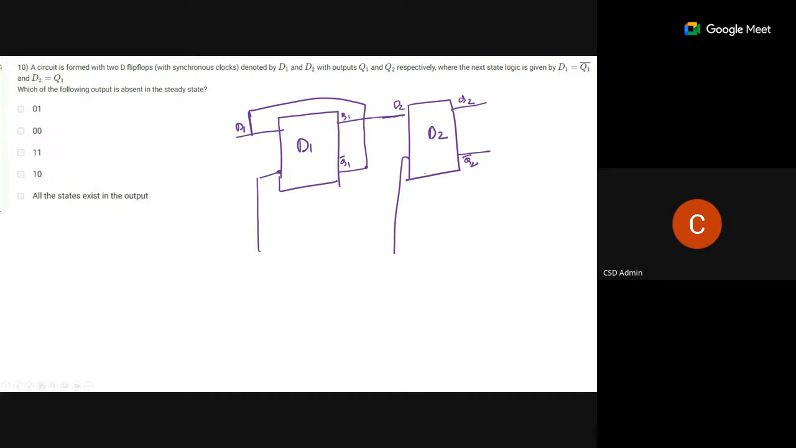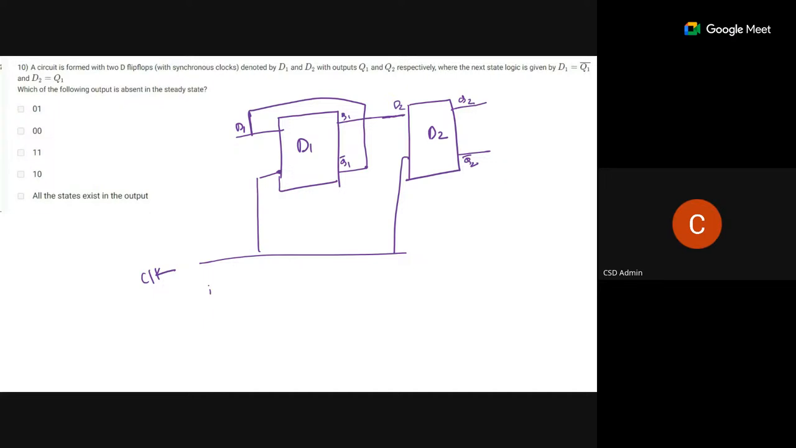Now, which of the following outputs is absent in the state transition diagram? So you have to find which of the following states will be absent, right? So let's find it. We need to give the given inputs and see which is possible.